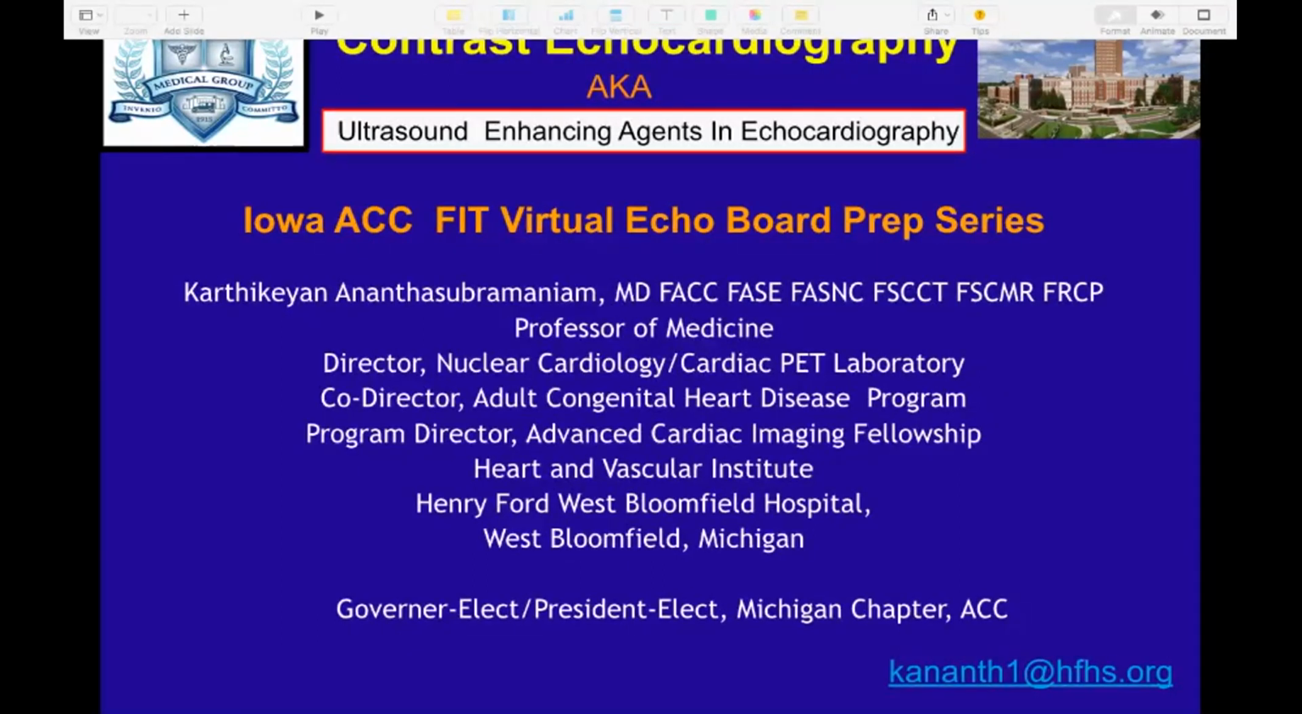He subsequently completed advanced imaging training in nuclear cardiology and cardiac PET at the University of Ottawa in Canada, and cardiac CT and MR at Beaumont Hospital. He is board certified in cardiology, adult congenital, nuclear cardiology, echo, and cardiac CT. And he's a fellow of ACC, ASE, nuclear cardiology, cardiac CT, cardiac MRI, and also a member of the AHA. He's been elected to lead the Michigan chapter of the ACC, and again, he's one of the speakers who came to our assistance when we were looking for speakers for particular topics. So really appreciate your contribution for this, Karthik.